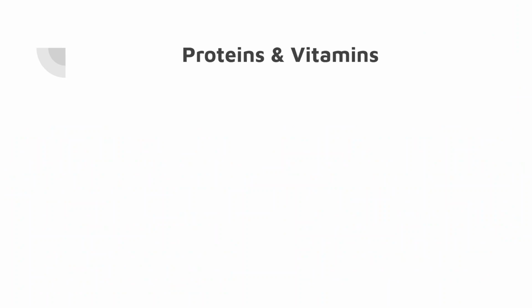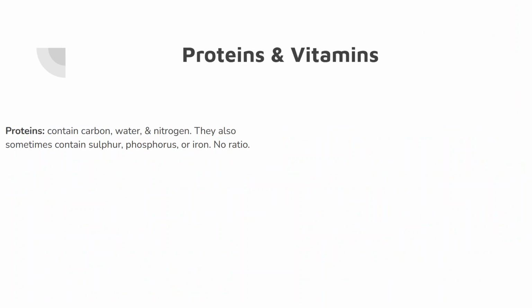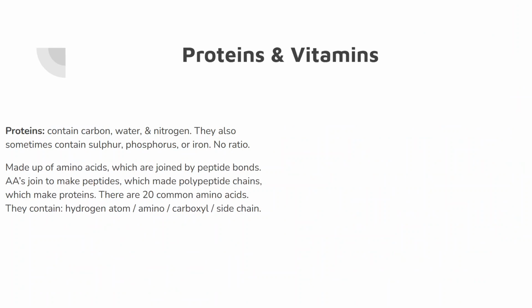Now, your proteins and vitamins. Your proteins contain carbon and water, like fats and carbohydrates, but they also have nitrogen. Sometimes they can also contain sulfur, phosphorus, and iron, and there's no ratio to how they're formed.